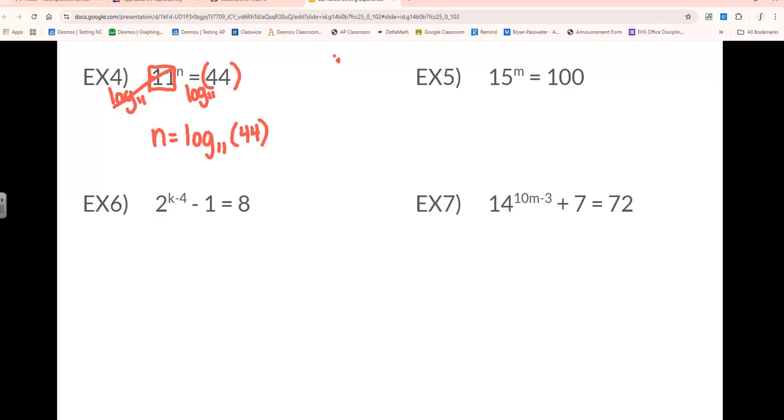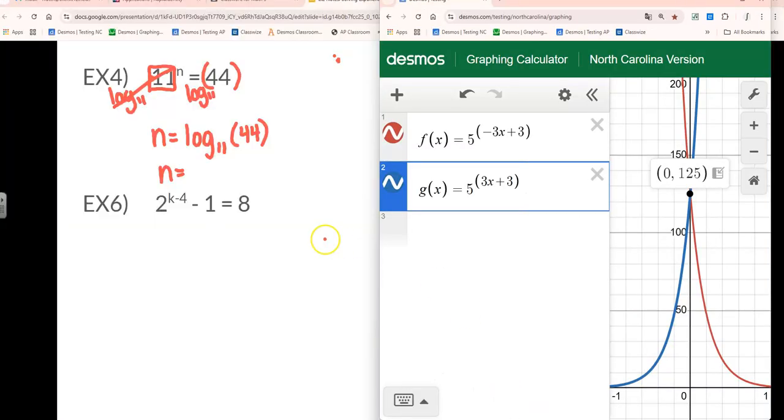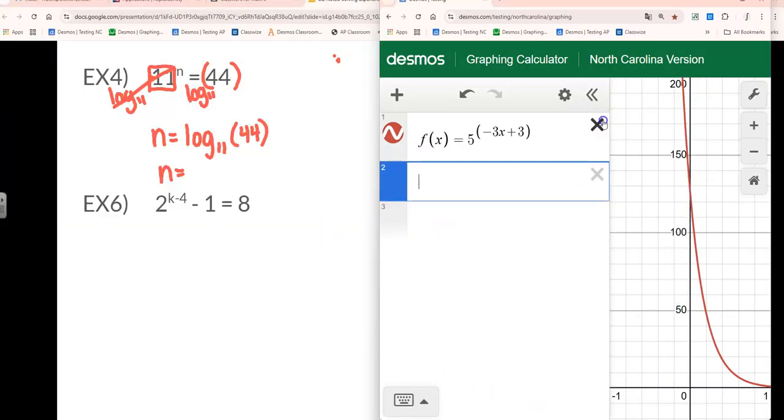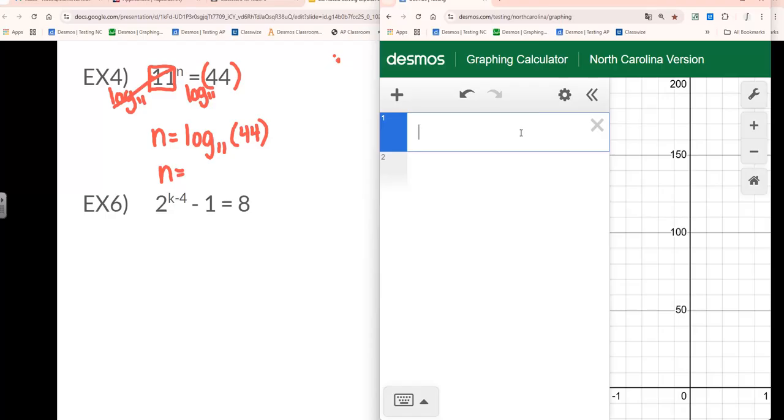And we can't do that by hand. We are going to type it into Desmos to make sure. So we're just going to type in log base 11 of 44, and I get 1.578129 and so on. So keep at least 3 decimal places for me, so 1.578.